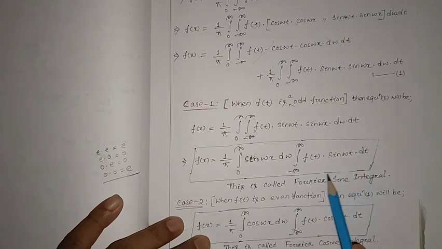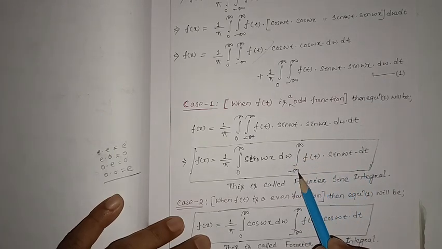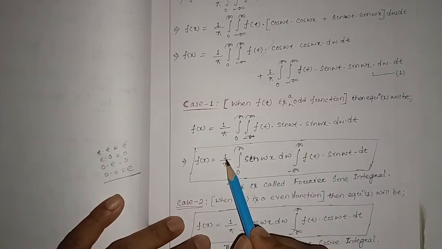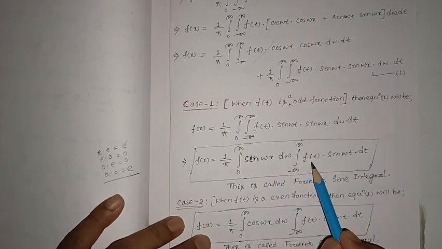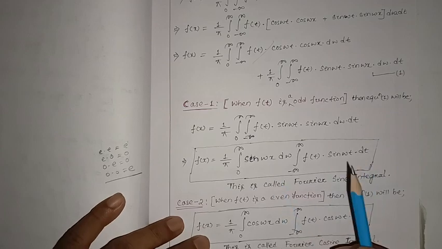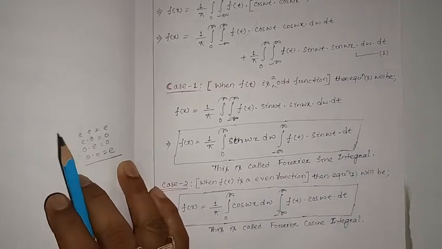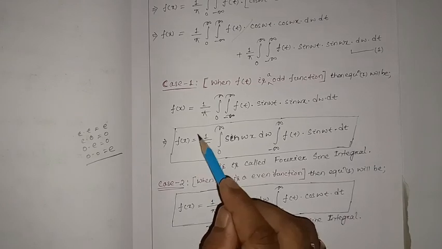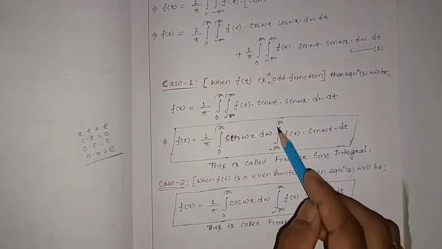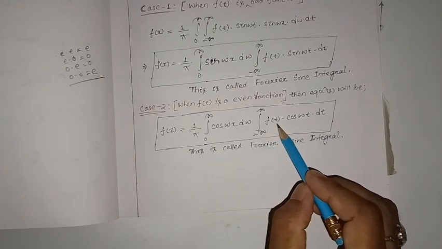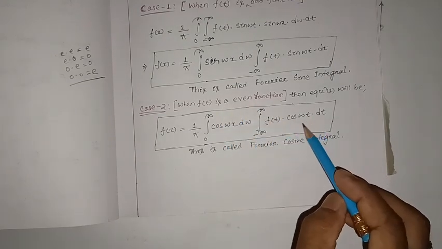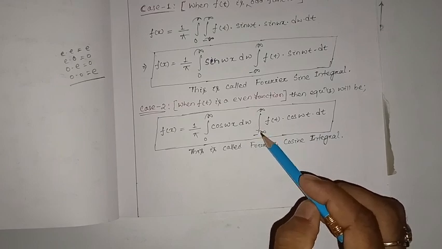So if we consider this integral, then this odd function will become an even function. So this integral also can be written as 2 into 0 to infinity, that is, 2 by pi, 0 to infinity, sine omega x d omega, 0 to infinity f of t sine omega t dt. Some books have also written it this way, so you can follow this one, or 2 by pi 0 to infinity 0 to infinity. Here also the same thing: f of t is considered as an even function, so this can be written as 2 into 0 to infinity.